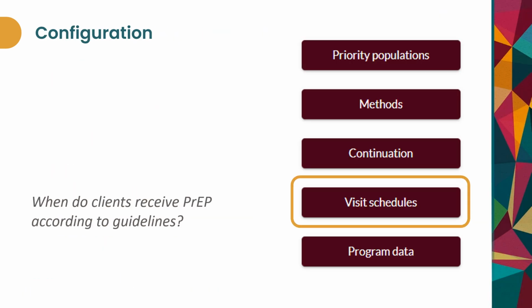This step in the PREP program configuration is to specify when clients receive PREP via the visit schedule according to national guidelines. This input, in conjunction with others, allows the tool to track how much PREP and other resources are needed each month of the target setting period.